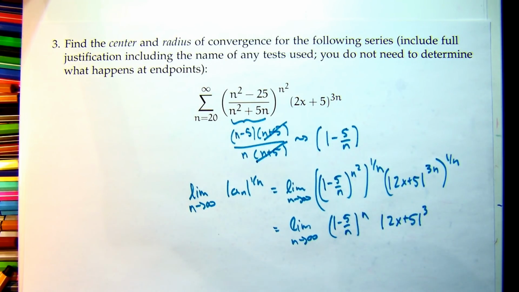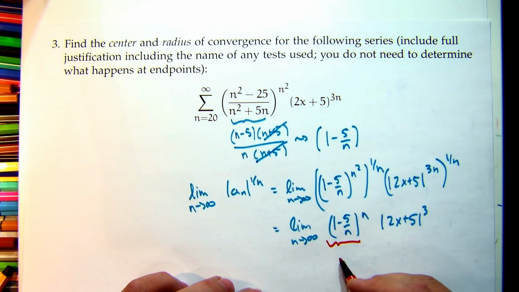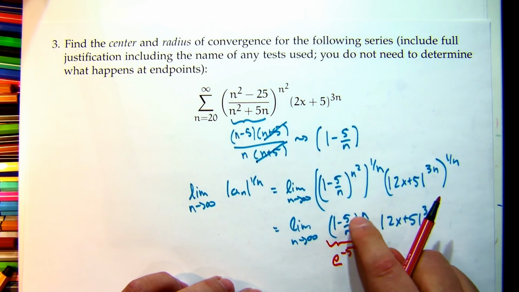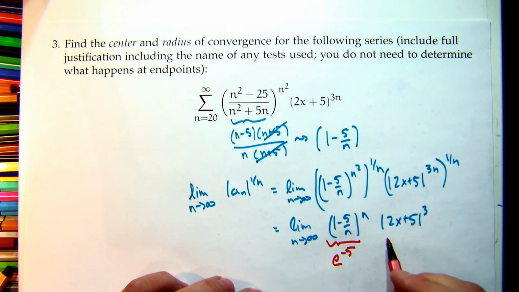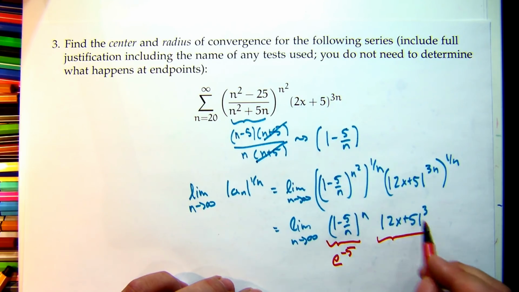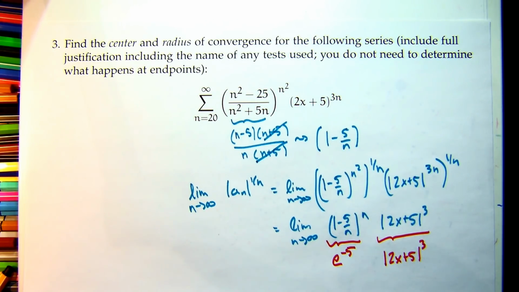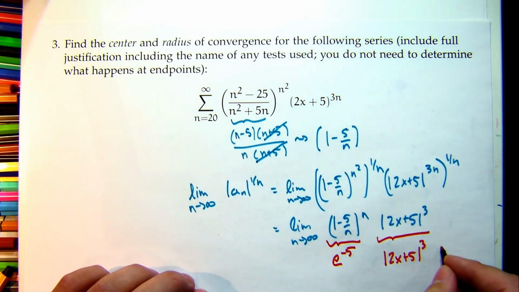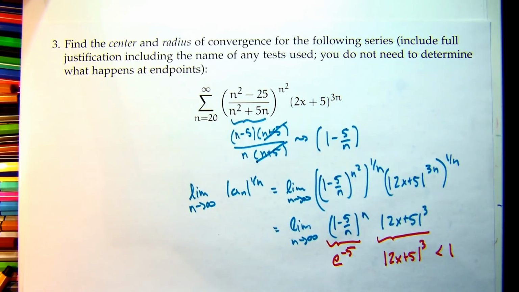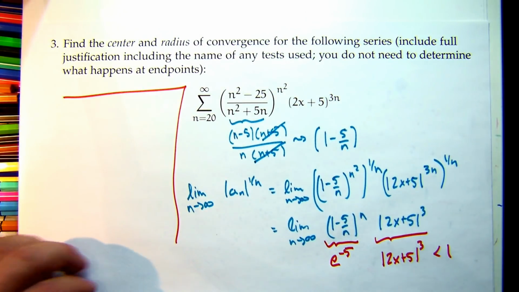So let's talk about each piece here. The first piece, what does this go to? E to the negative 5. So minus 5, that becomes e to the negative 5. And what does 2x plus 5 absolute value to the third power go to? 2x plus 5 to the third power, because there's no n. Okay, so that's the limit, and that needs to be less than 1. Okay, so what do we do next?